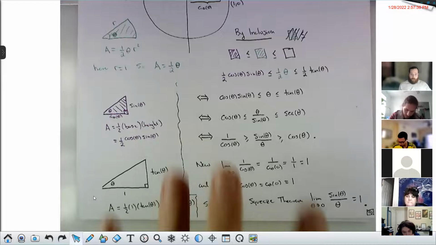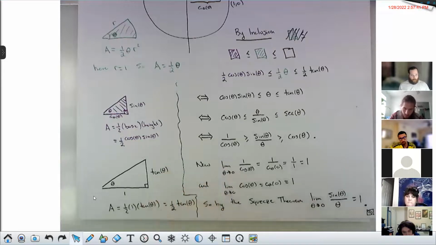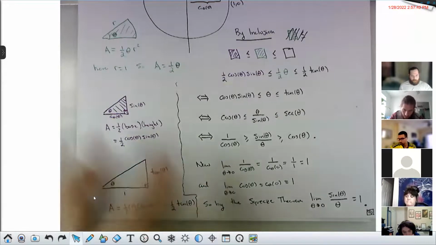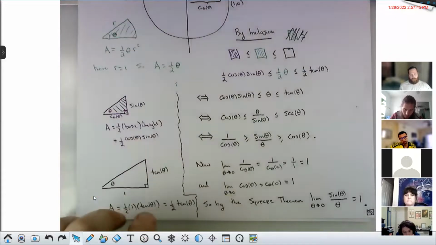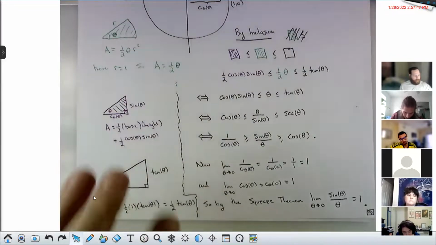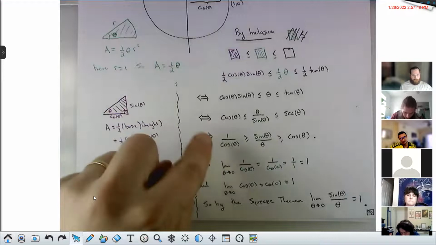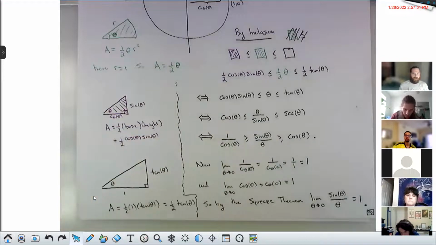This is something I'm showing you for your enrichment. I will not test you on the argument made here. The shapes, inclusion, cooking up and manipulating this inequality. It's a little bit more than I would expect you guys to do on your own. But the end result, sine theta over theta going to 1 as theta goes to 0, you do need to remember that. I will ask you questions about it.